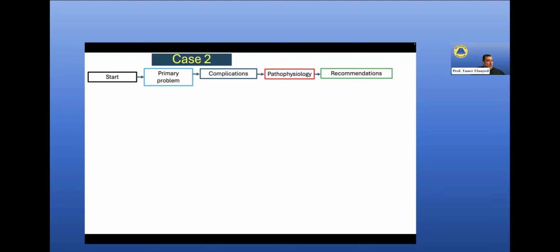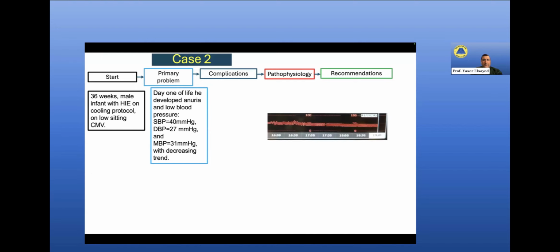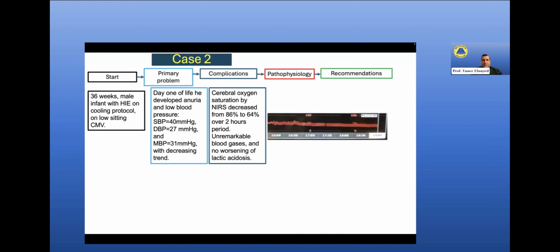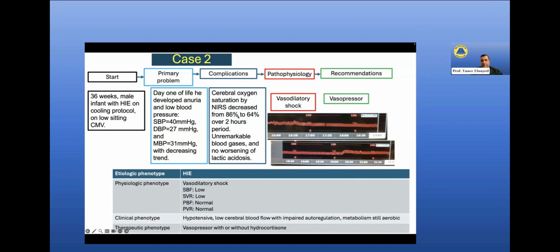So I have another case here to just clarify the same concept. We have an infant with HIE on cooling protocol with low blood pressure, but with maintained pulse pressure. I will go over this case quickly because we discussed already this physiology, this vasodilatory physiology, and it's very easy to manage. Vasopressor is enough to correct the condition. You have normal pulse pressure. So the trend of the blood pressure decreased over time, but with maintained pulse pressure. And the near-infrared spectroscopy trend also decreased, but stayed within acceptable limit.